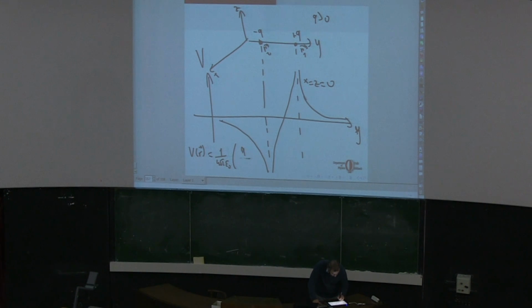Q over the distance from R1 minus Q over the distance from R2. This is my electric potential at the point R. I'm looking at an arbitrary point somewhere over here. I have to substitute the distance of this charge from that point when I'm looking at its contribution, and when I'm calculating the contribution of this minus Q charge to the electric potential at that point, I have to substitute the distance of that charge from that point.